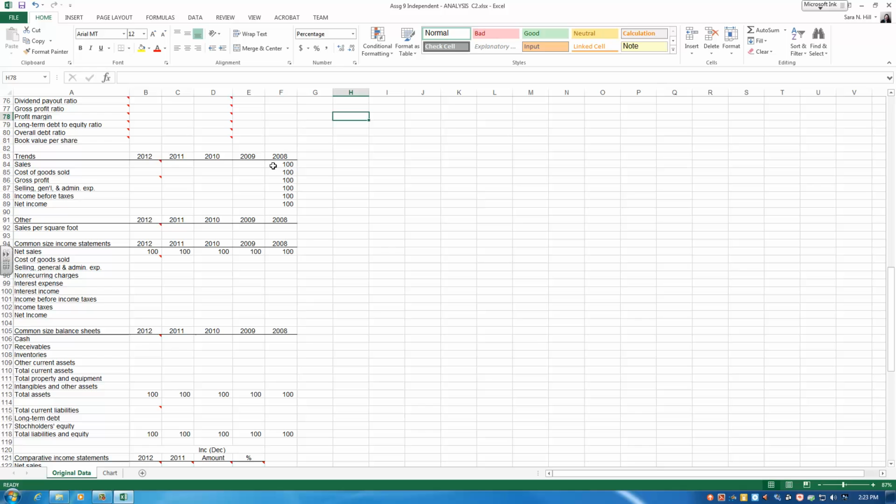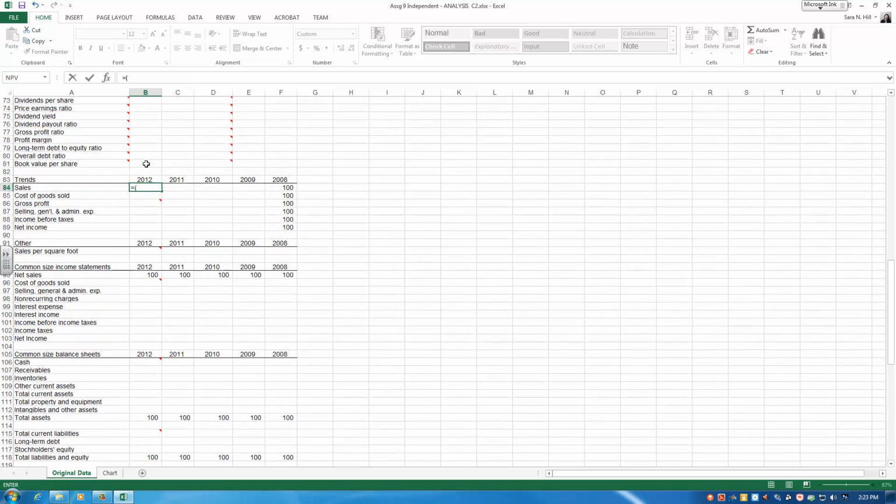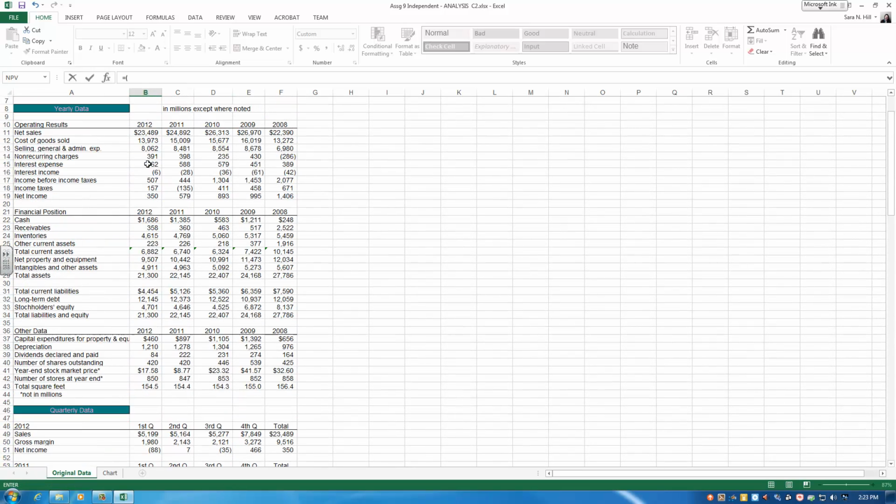So just to get us started, here I've given you a check figure of 105, but let's go ahead and calculate that. For sales, we're going to start our equation, bring in a parentheses. We want to compare the sales of 2012 to 2008. So I'm going to scroll up here and take a look at my net sales of 2012. I'm comparing it to 2008, so I'm going to divide by the 2008 amount.